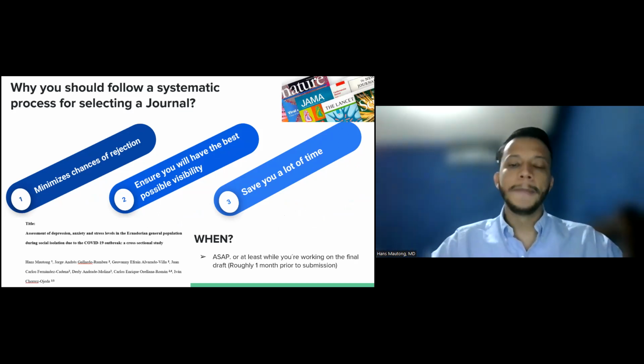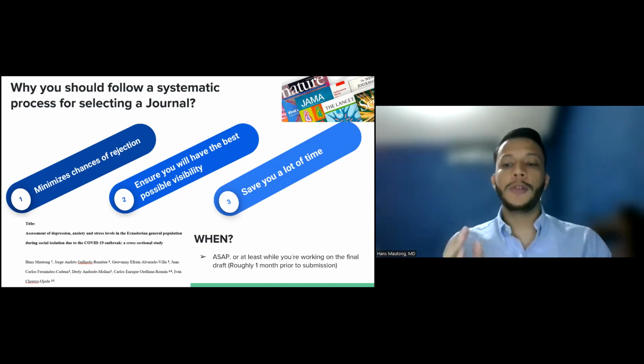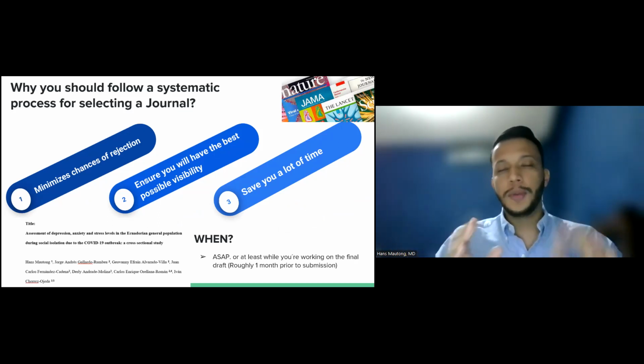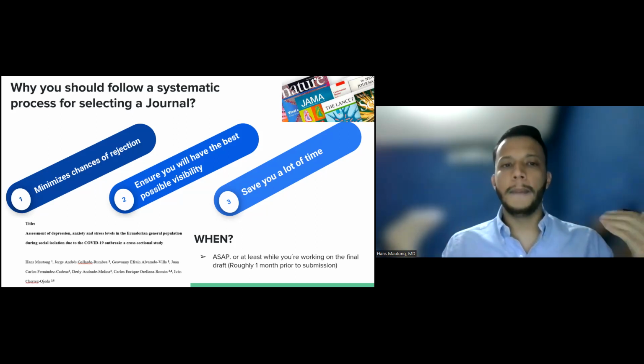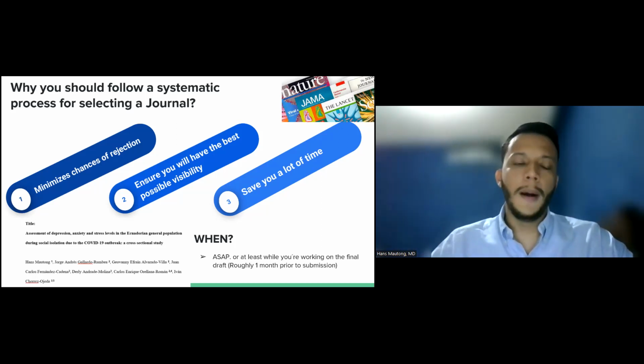Okay, so the next question is when you should try to select your journal. My advice is to do it as soon as possible, or at least while you're working on the final draft of the manuscript, which will be roughly 1 month prior to your submission day, or the day that you're planning to submit your manuscript.